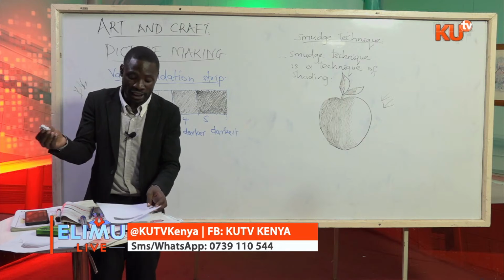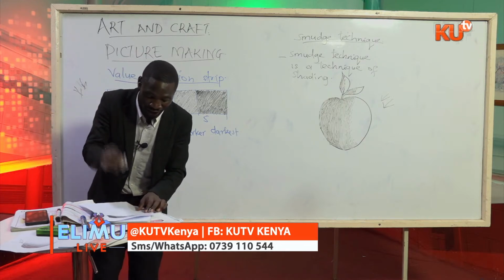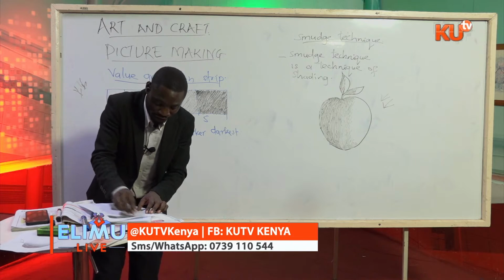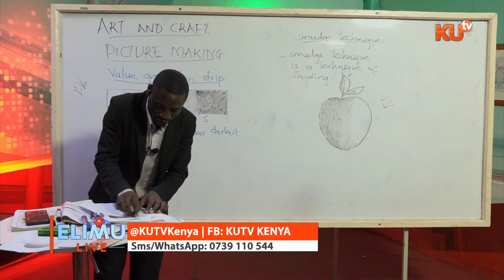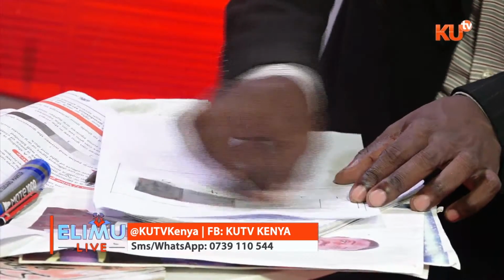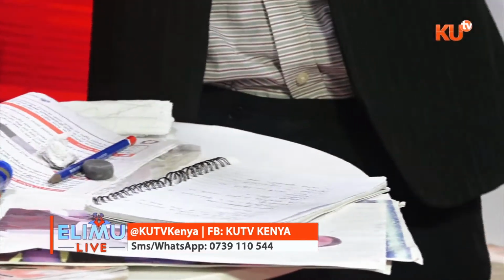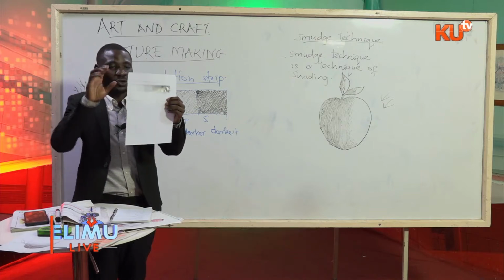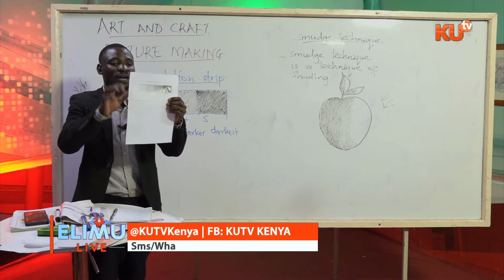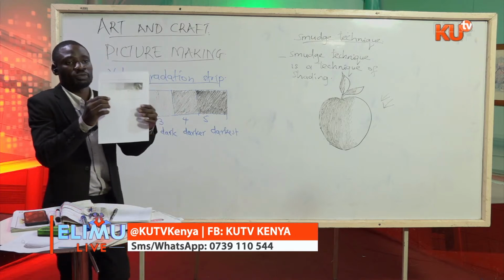And like I said earlier, don't forget to use a soft piece of cloth or piece of paper to spread your shading. And here we are, number 2. I think we have come up with a value gradation strip on a piece of paper.